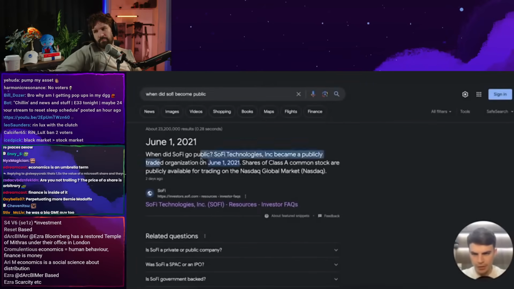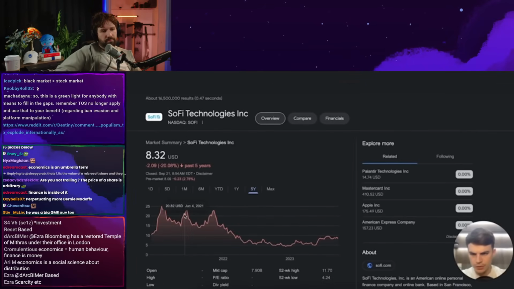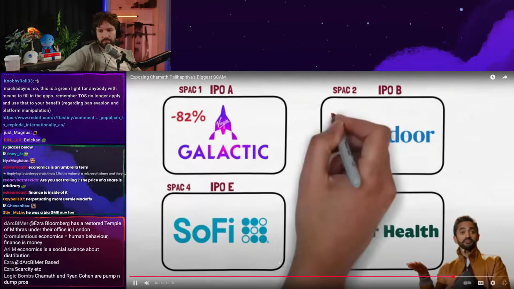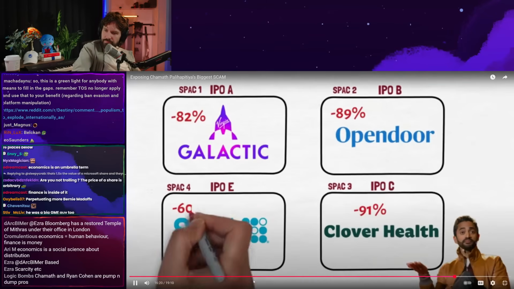Okay, so SoFi became public through a SPAC June the 1st, 2021. Okay, SoFi stock, June 2021. Since then, it is down 60%. So that's 4 SPACs in total. One's down 82%, another 89%, Clover 91%, and the last minus 60%.